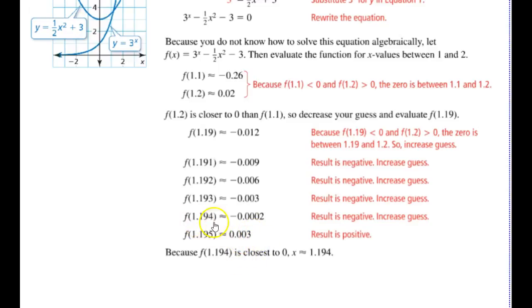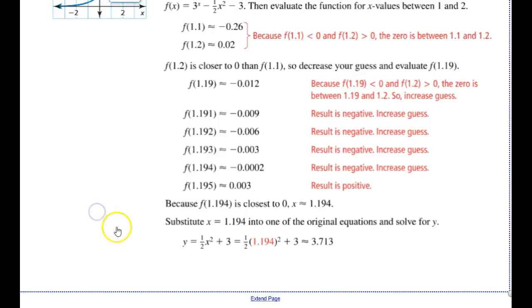But I know that I'm going to use this 1.194 value rather than the 1.195 because this number is much closer to 0. So I'm going to approximate my solution at x equals 1.194. So now that I have that approximation, I go ahead and substitute that into one of my original equations, whichever one you're more comfortable working with, and solve. So I end up with 3.713. So the solution to my system is approximately 1.194, 3.713.